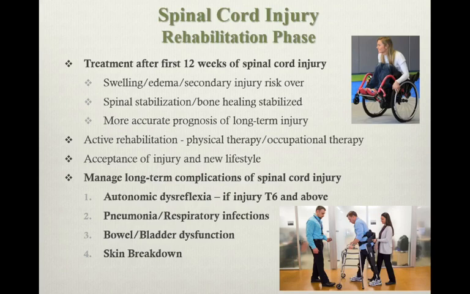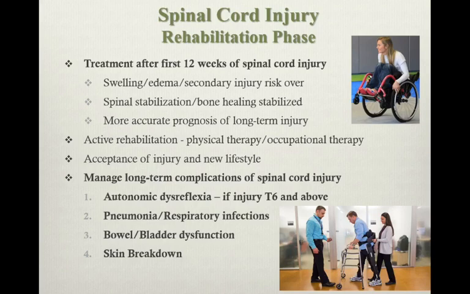After the first 12 weeks of spinal cord injury, now you're starting to see that your spine is stabilized, the bone healing is stabilized, and you can give a more accurate prognosis of your long-term injury. Spinal shock should be worn away. What you are left with is probably what you're going to be living with. There can be some healing of nerves, but not many. They're doing a lot of new invasive treatments for stimulating nerve function and spinal cord injury repair. Again, I'm not going into everything.